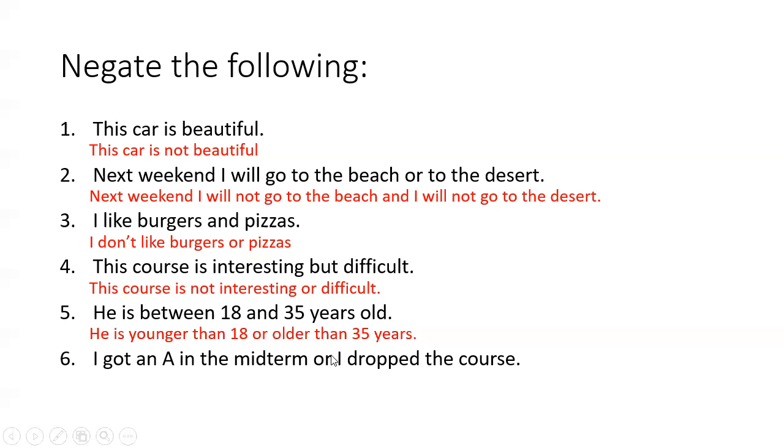How about this one? Here's an or. So you can see that your answer is going to be an and, right? I got an A. And I dropped the course, and I didn't drop the course. Which one? I dropped the course. Yeah, all right. I did not get an A, and I dropped the course.